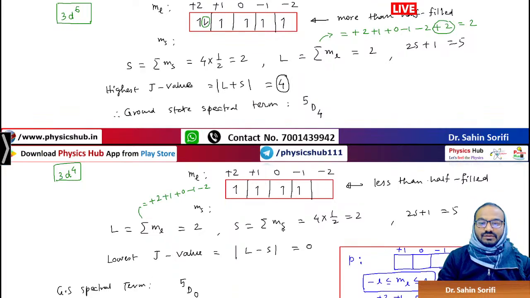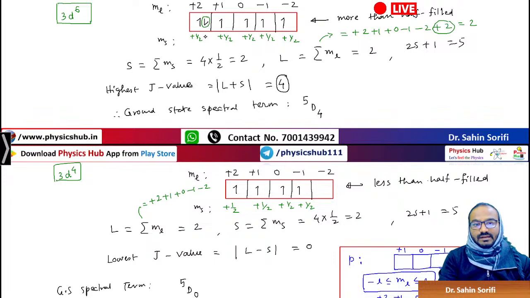For MS value, the values are plus minus half. So for this the value is plus half, this plus half, this plus half, this plus half. And for the down ones, this is plus half, this plus half, this plus half, this plus half, this plus half, and this one is minus half. So one plus half is cancelled, and the remaining 4 plus half is added.